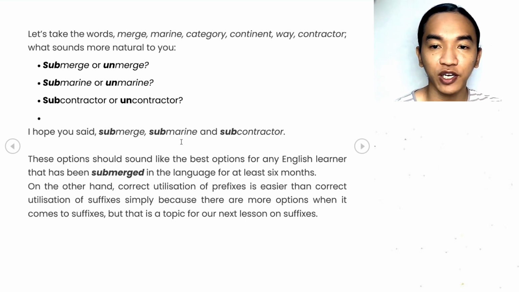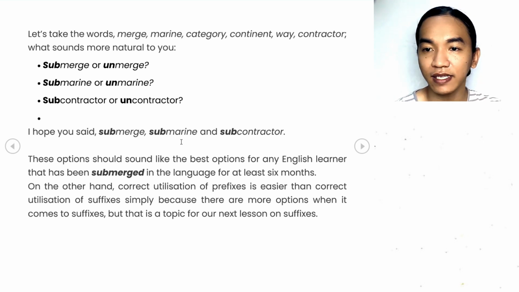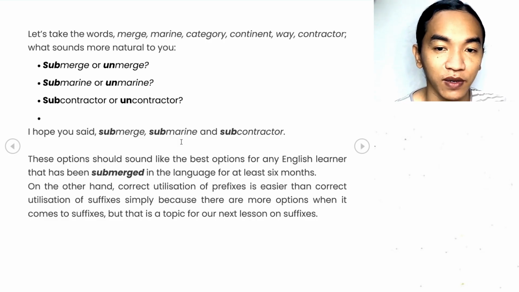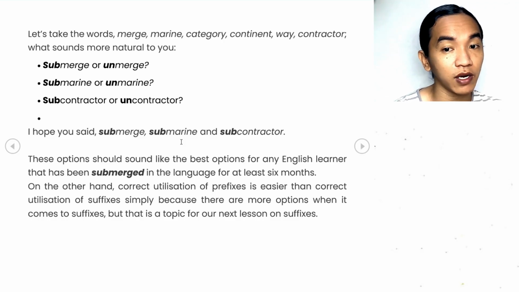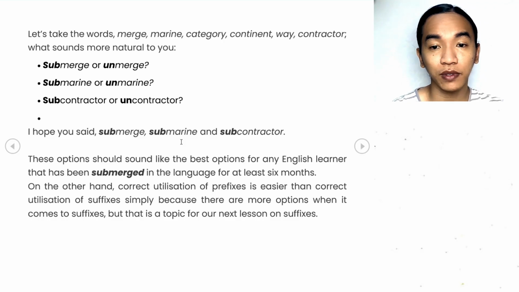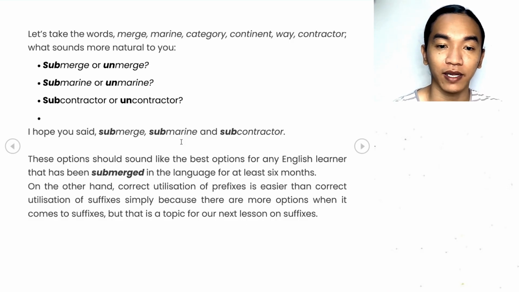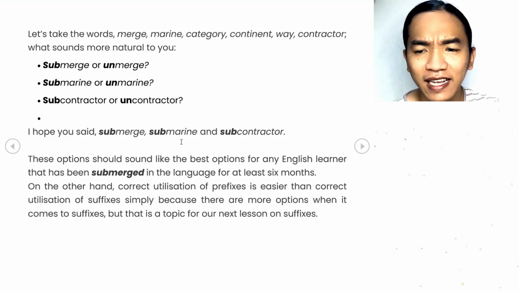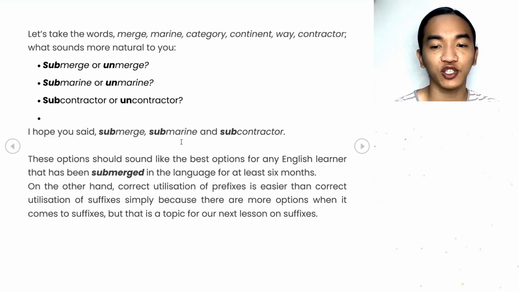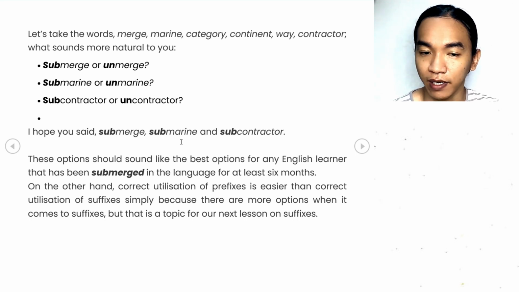So let's see: merge, marine, category, continent, way, contractor. What sounds more natural to you? Okay, we have submerge or unmerge, submarine or unmarine, subcontractor or uncontractor. So I hope you said submerge, submarine, and subcontractor, which are more correct than the other ones. So these options should sound like the best options for any English learner that has been submerged in the language for at least 6 months.